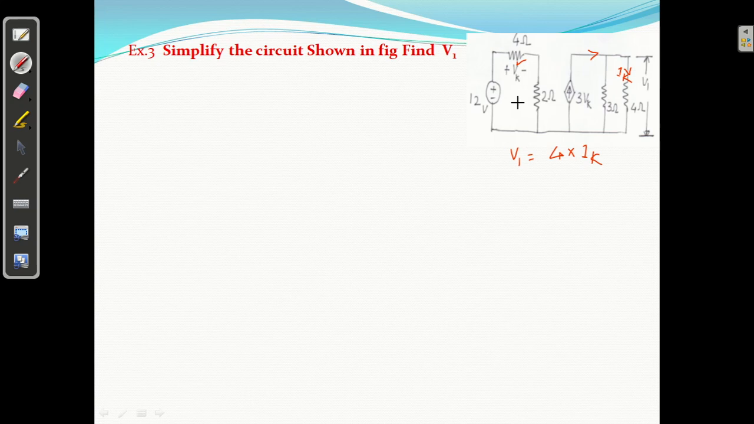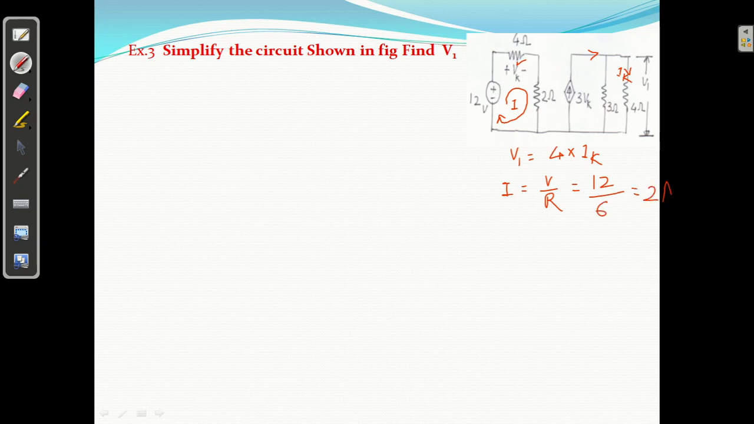So to find Vk, this is the loop. I am going to apply KVL in this loop. Let us say I. So I equal to what? I equal to V upon R. How much is V? 12. How much is R in the loop? 4 plus 2, 6.